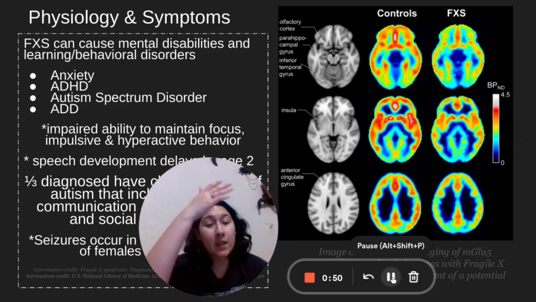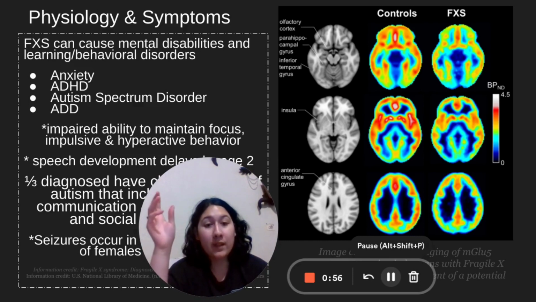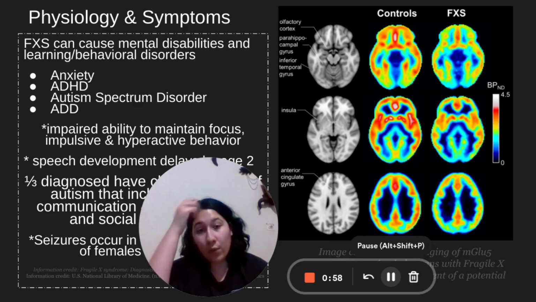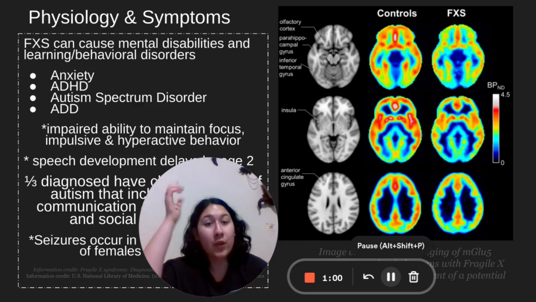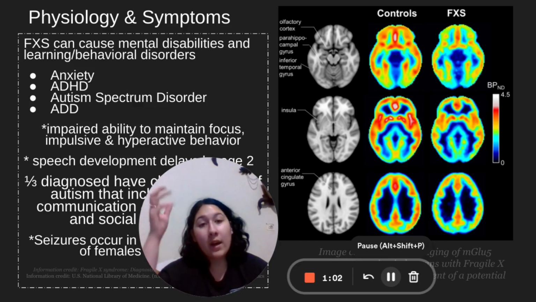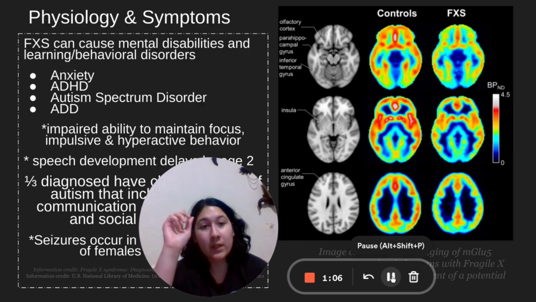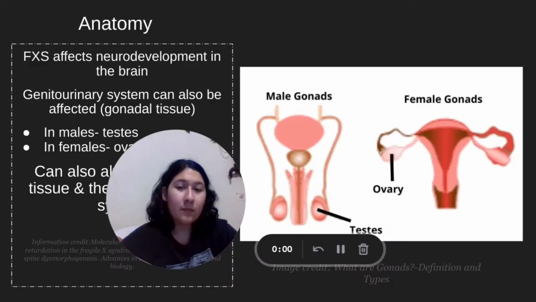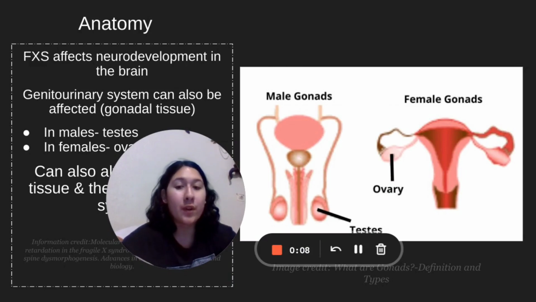On my right, we see a brain scan of a normal person's brain and a person who has been diagnosed with FXS. As you can see, there is a lot more red brain activity in the control brain, and in the FX disorder brain, there is a lot less red, a lot less control. Since the X chromosome is associated with determining sex, it would make sense why the gonadal tissue would be affected by this disorder.